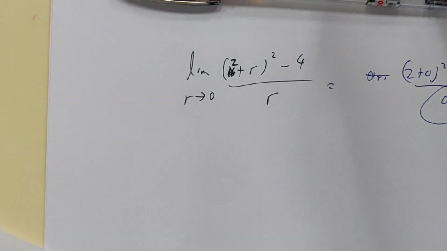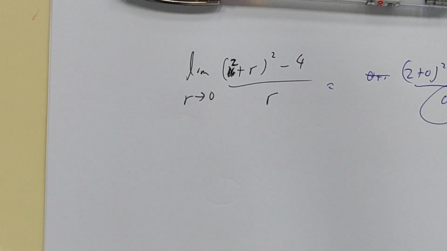Factorize or conjugate? What do you think we should do? Should I conjugate? Why don't we conjugate? Because there's no square root. So let's try factorize. But you cannot factorize here straight away. Let's try expand it first.